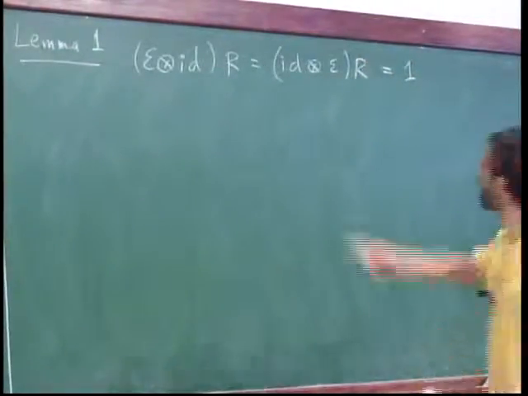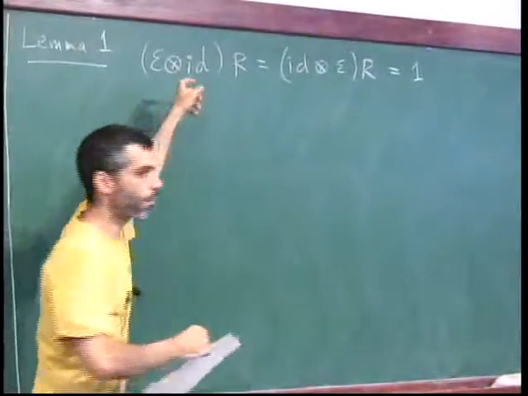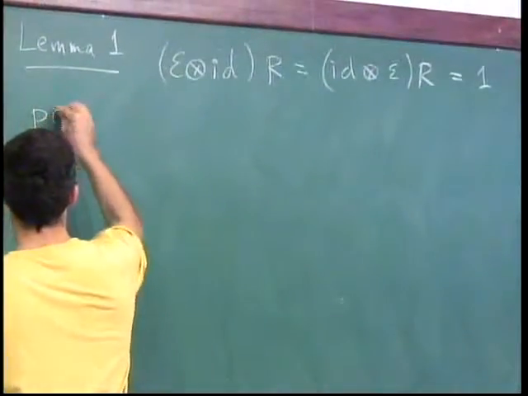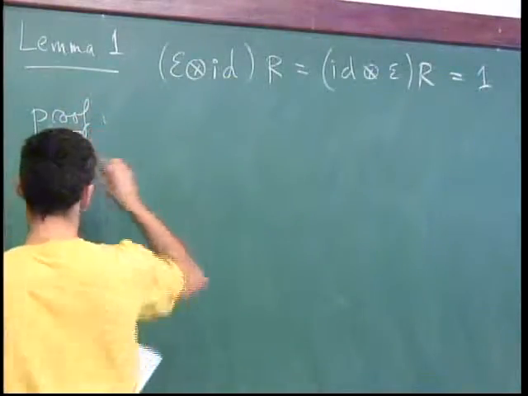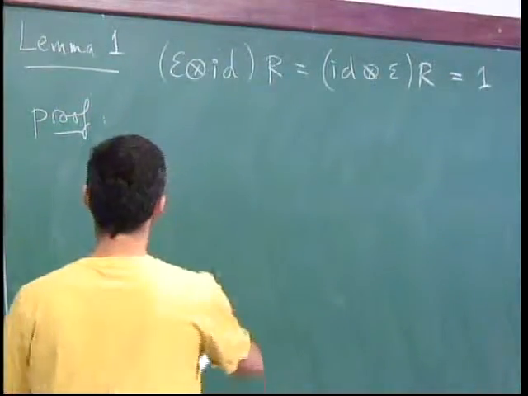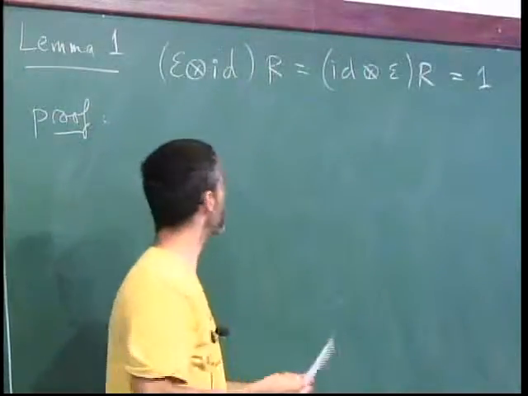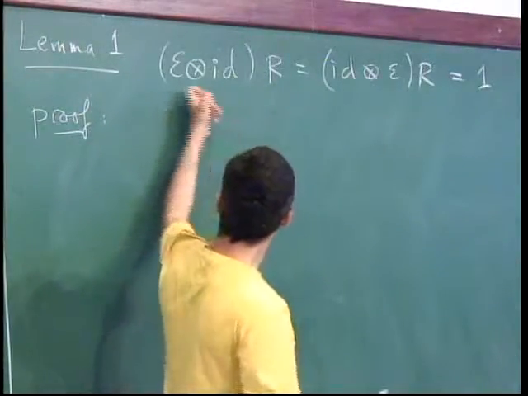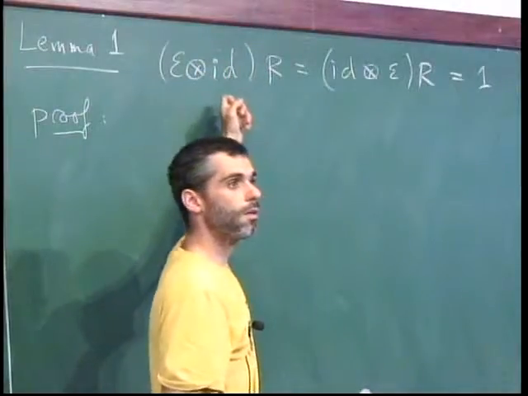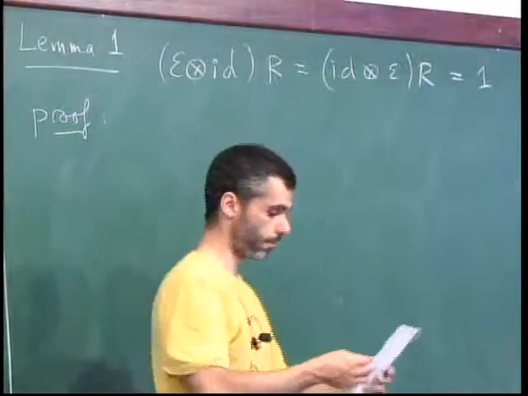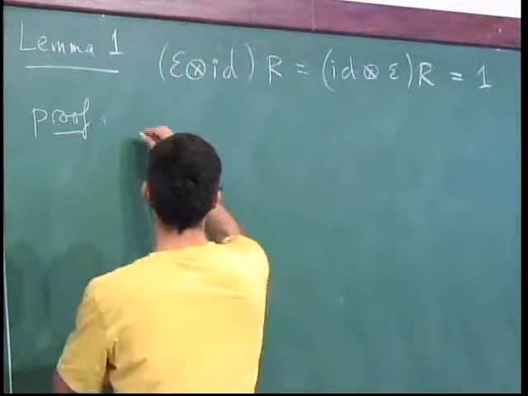Okay, well, these are two equations. I'm going to prove only one. The proof of the other one is completely analogous. The proof goes as follows. Well, that's an invertible element. That's one of the axioms of an R-matrix. This is an algebra homomorphism. Therefore, the image is invertible.